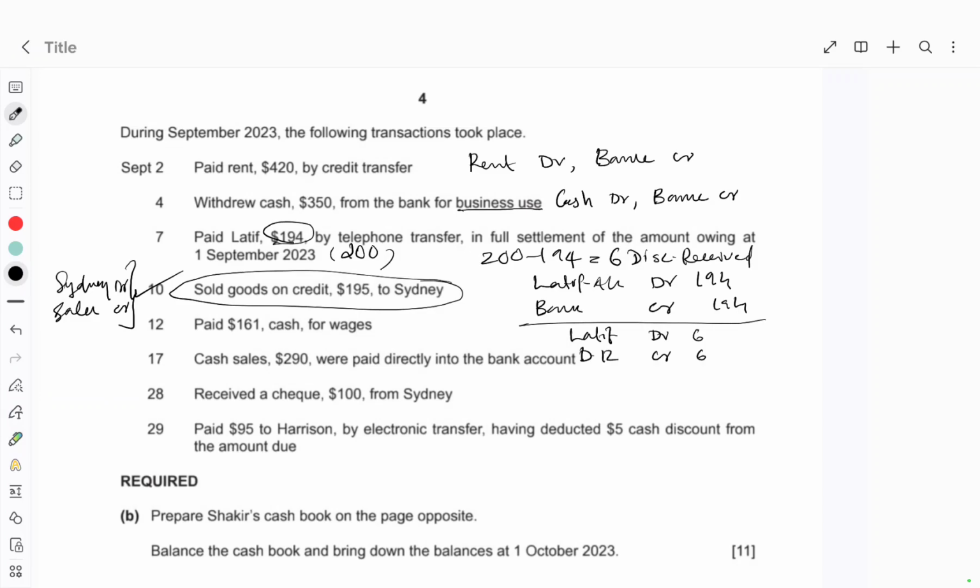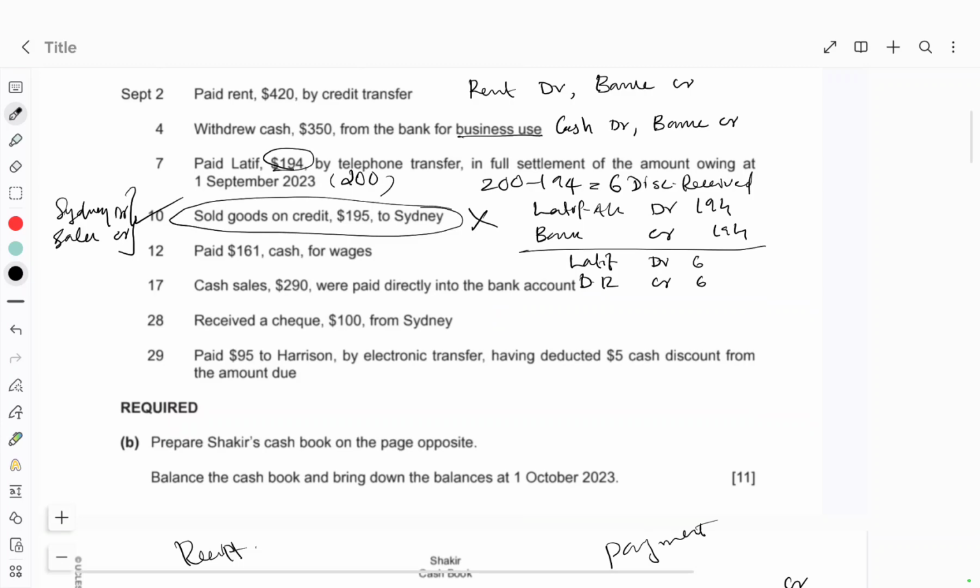We already studied the classification of ledger accounts. Credit transactions or credit sales will go to the sales book. Credit purchases will go to the purchase book. Cash related transactions or bank related transactions only will come in your cash book. So we will omit this from the cash book, because it's on credit, there is no cash or bank related transaction.